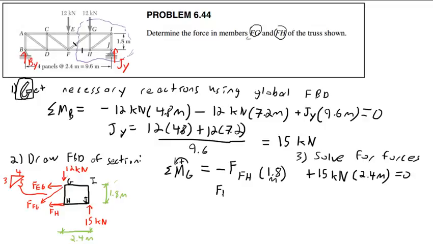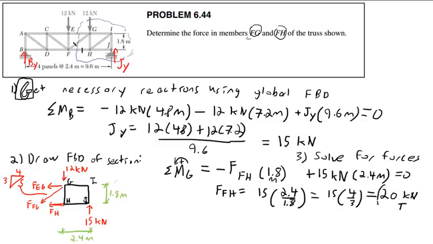So FFH then is going to be 15 times 2.4 over 1.8, which I just happen to know is 15 times 4 over 3. 15 over 3 is 5, so this is going to be 20 kilonewtons in tension. And that's our answer for FFH. So we have that one.